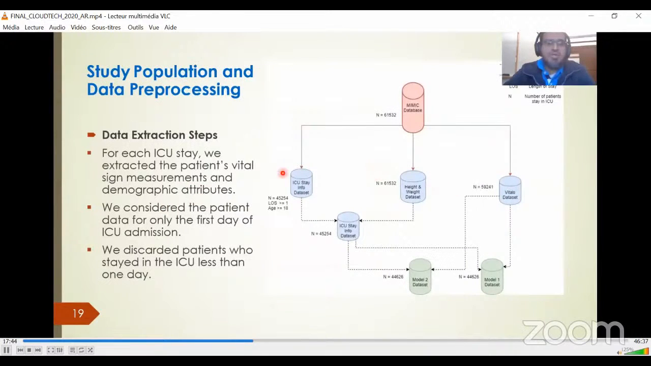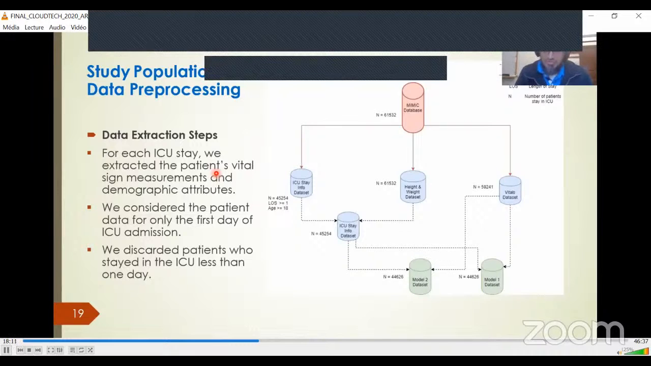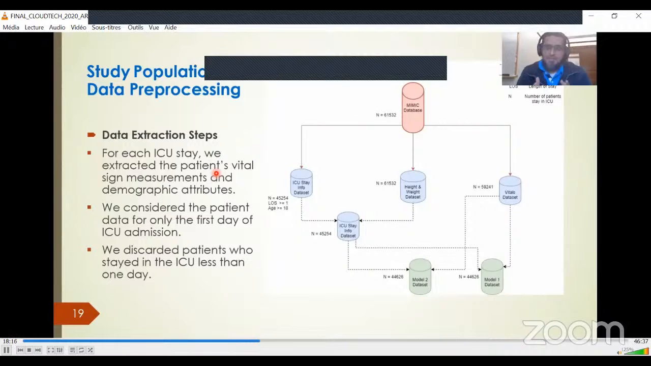This is the step. First, we extract only the first day of the vital signs for each patient, because based on the first day of the vital signs, we are going to predict the 5 models. We are going to predict if the patient will die or not. We predict how long the patient will stay, based only on the vital signs during the first day of admission.